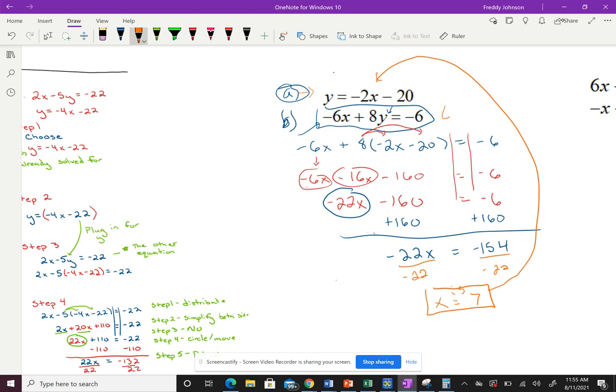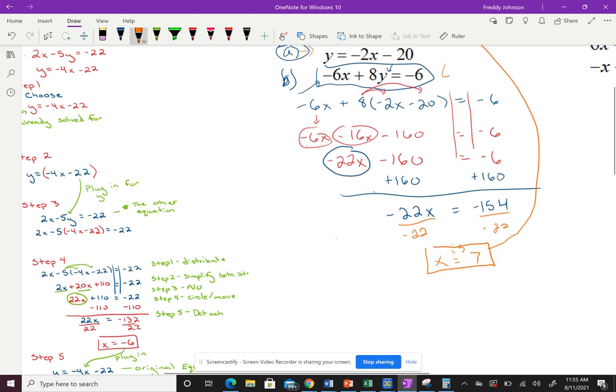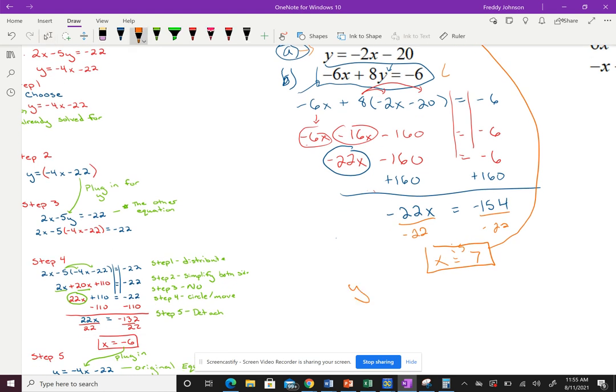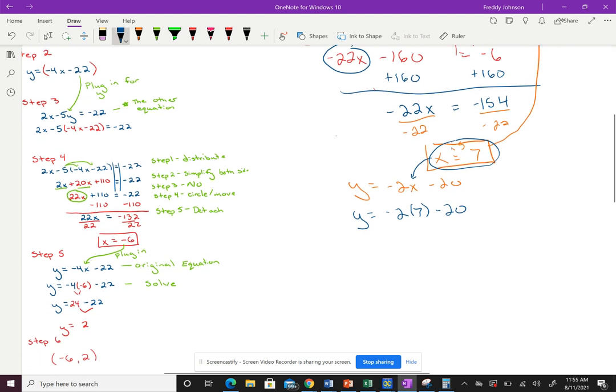X is 7. So now what I do is I must go back and replace it into one of my original equations. So now I'm going to rewrite a. A is y equals negative 2x minus 20. And now I know, hey, x is 7. So instead of writing this x, I'm going to write what it is. X is now 7. So I'm going to replace that x with 7. And then I'm going to solve. So now I get negative 2 times 7. That's negative 14 minus 20.